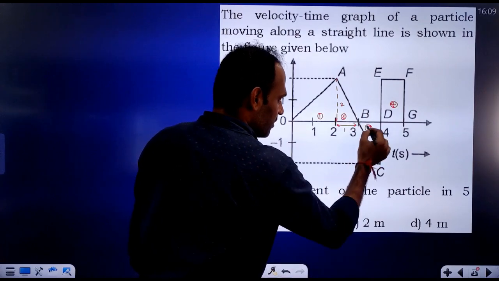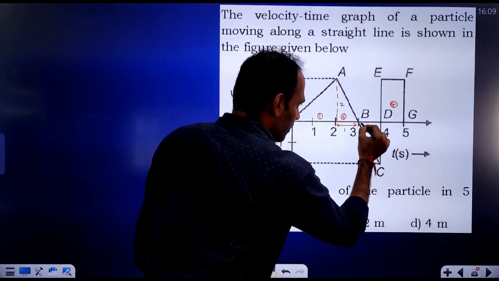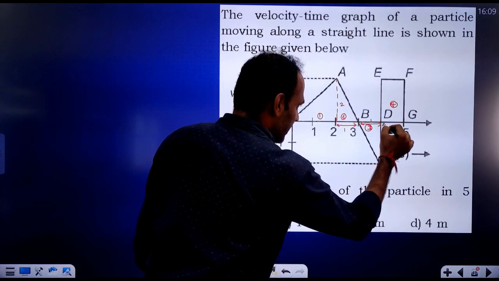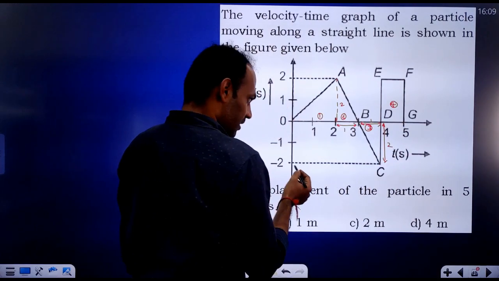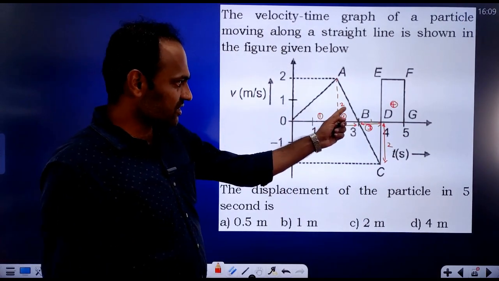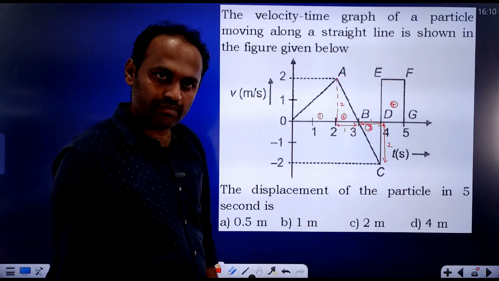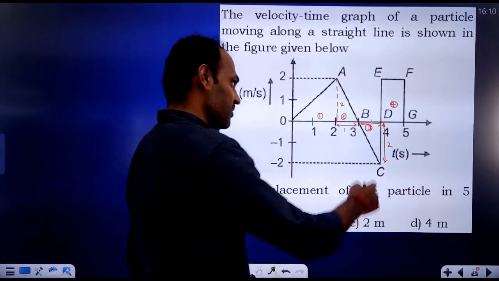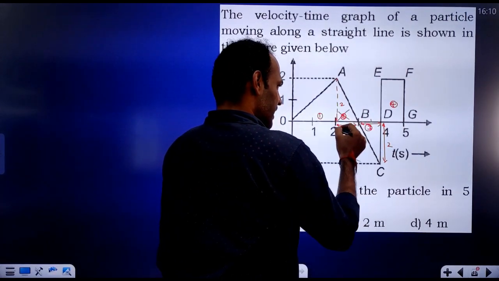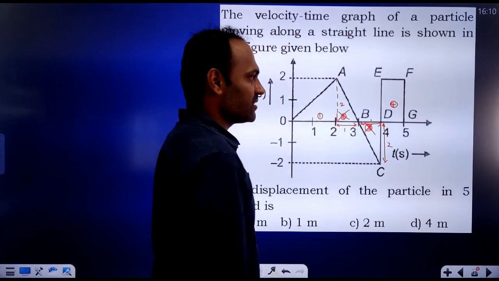What about this triangle? The difference is 3, 4, 1. Here the difference is 1. How much is the height? Height is 2 again. That means the area of this triangle and the area of this triangle will be the same, but they are opposite in direction. That's why these two areas will get cancelled.